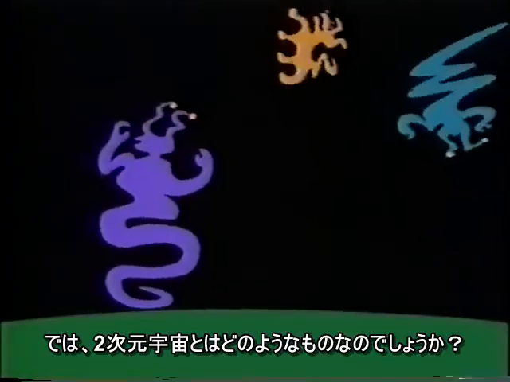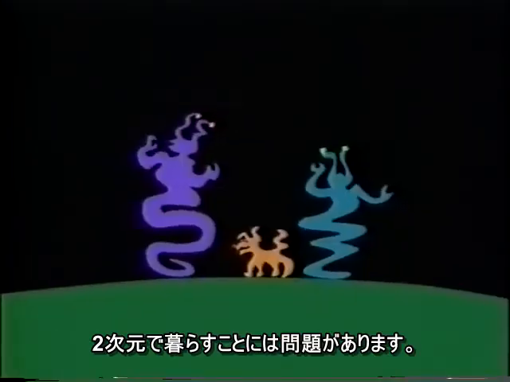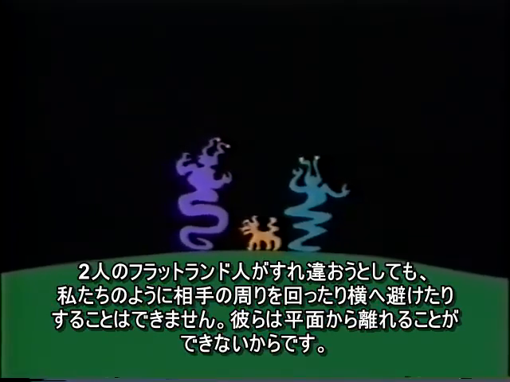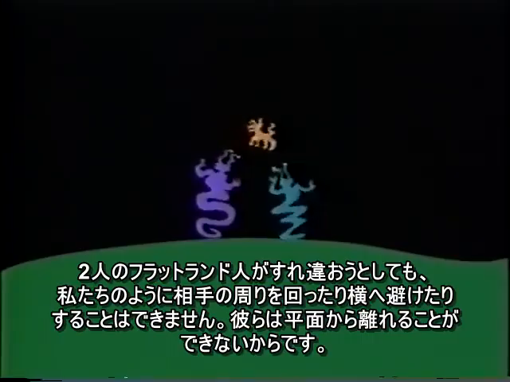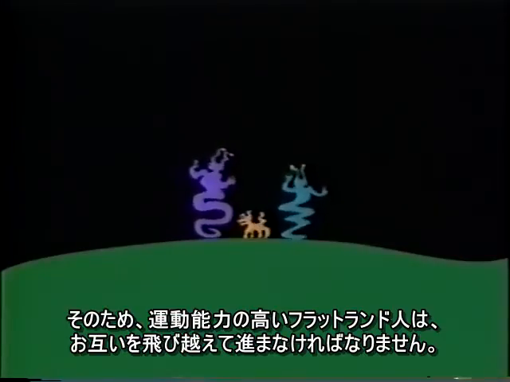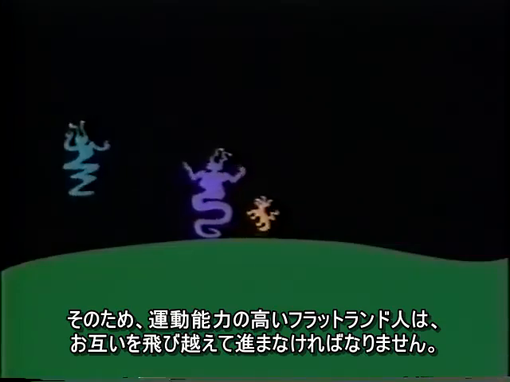But what would a 2D universe be like? Let's call it flatland. Life in two dimensions has its problems. When two flatlanders want to pass one another, they can't go around each other or to the side as we would, since they can't leave the plane. Our athletic flatlanders must jump over one another to continue on their way.